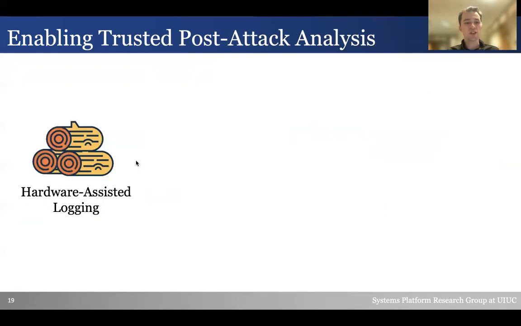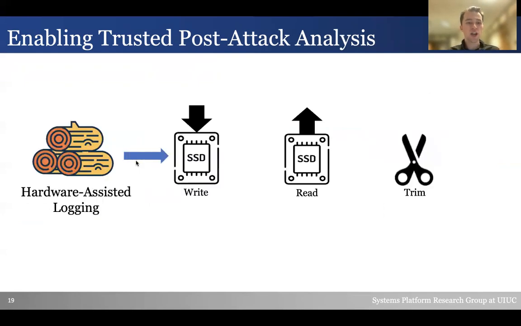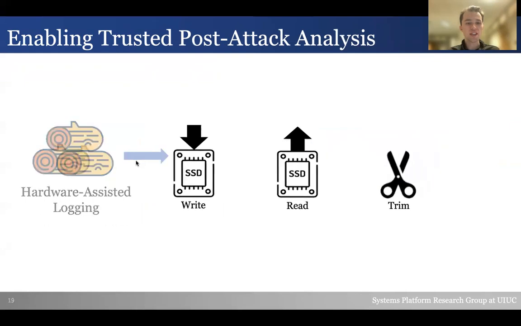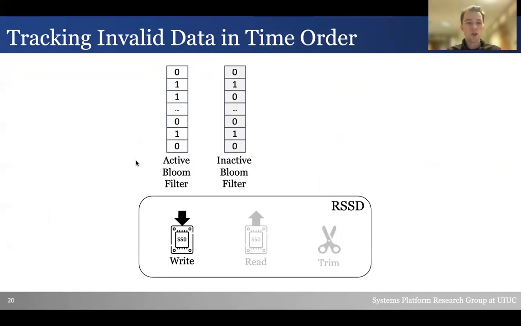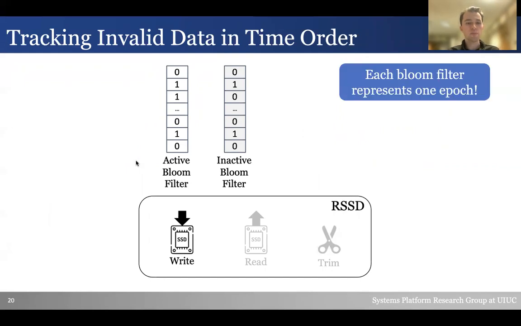And we enable this in RSSD with hardware-assisted logging by tracking all storage operations within the SSD firmware in time order. Let's first discuss how we track writes. Writes are tracked via the invalid pages that are implicitly created by each write. And we track these with a set of Bloom filters. Each Bloom filter represents one epoch, where there is one active Bloom filter for a given epoch. The invalid page is inserted into the currently active Bloom filter.